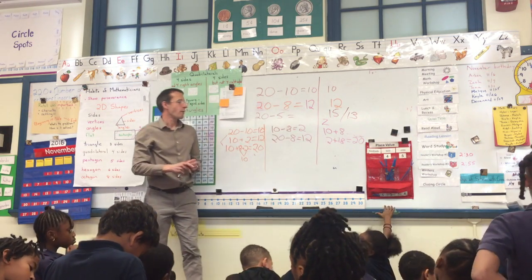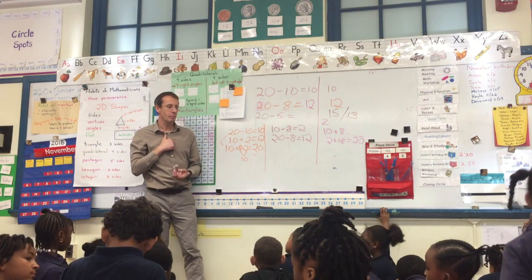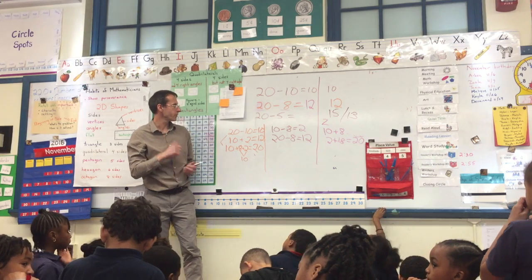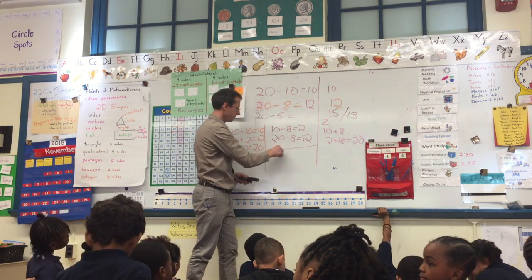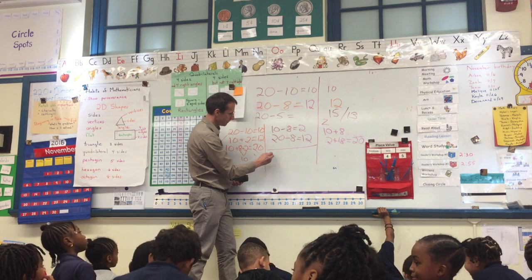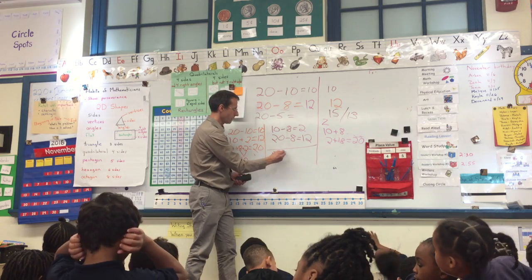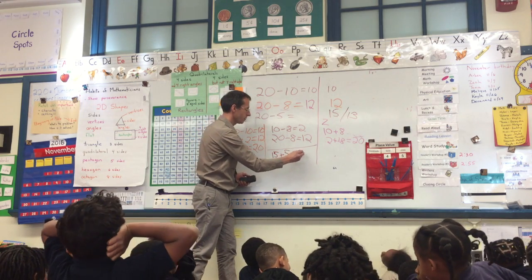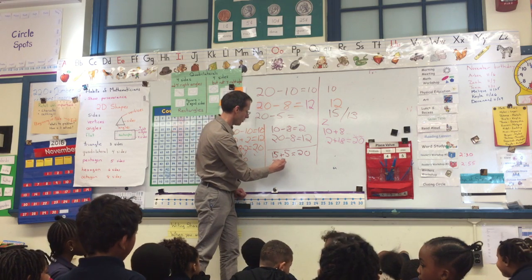Okay. So someone who got 15, will you tell me how you did it? Yeah, Stafford. 15 plus 5 equals 20. Ooh, whoa, I like it.